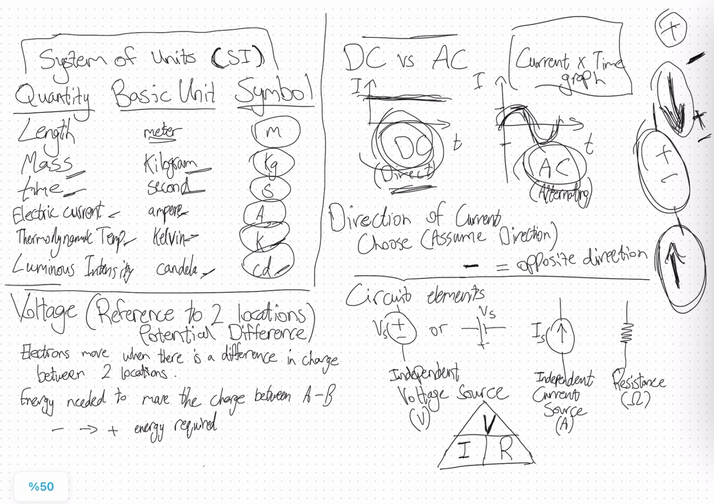Moving on to the voltage, we want to know what is a voltage. Now I've explained the current, which is the flow of electric charges. For the voltage, we need energy, potential energy, to be able to move the charge from point A to point B. This is the voltage. Of course, energy and the electrons move when there is a difference in charge between 2 locations.